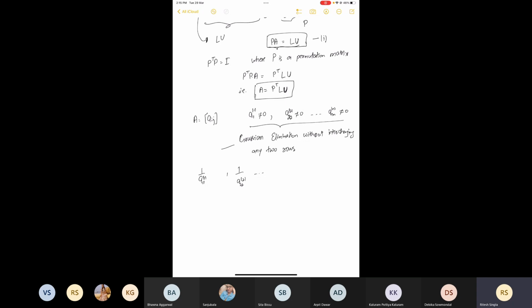Come to question number 9. Are you aware of the Doolittle method? Yes, sir. So have you solved this? It is nothing but the LU decomposition which has been taught to you, right? Yes, sir. So was it doable, or do we need a discussion?